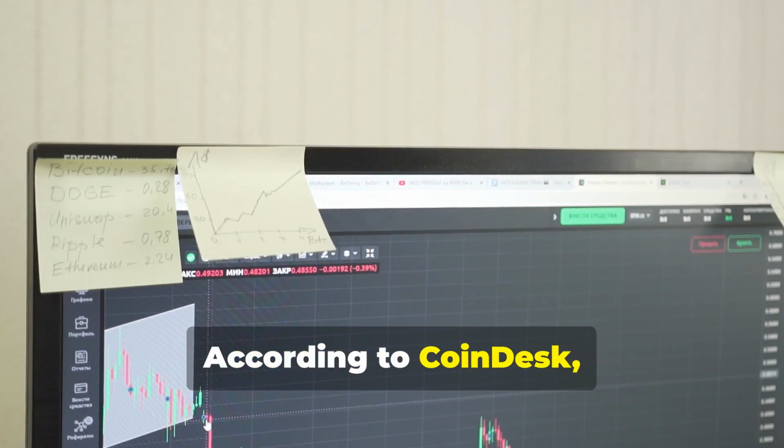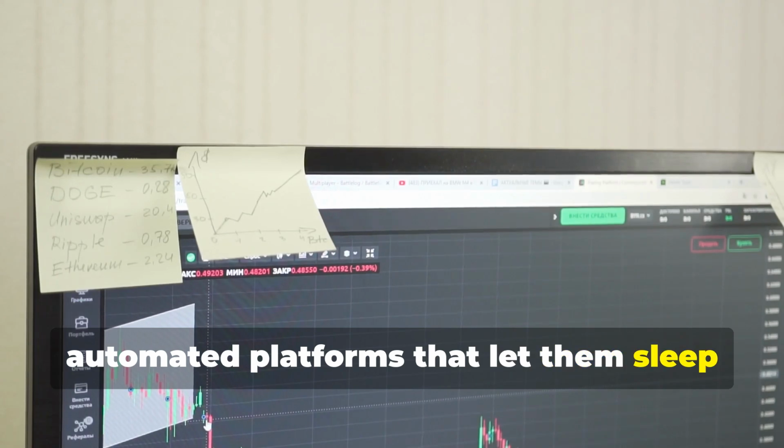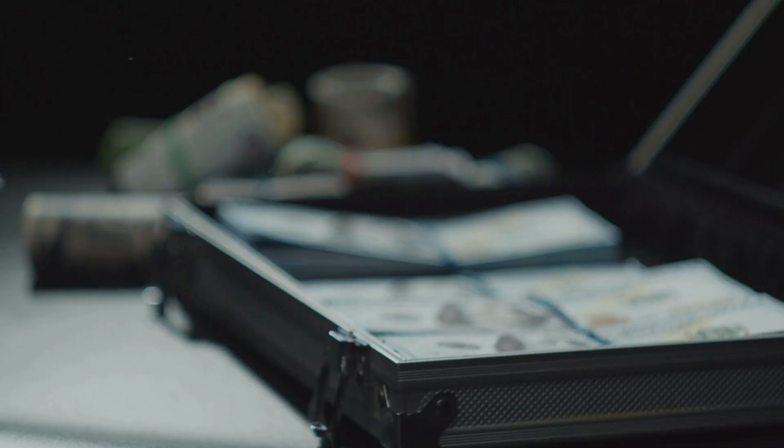According to CoinDesk, many traders who adopt grid systems use automated platforms that let them sleep easy at night while the bot carries out the repetitive tasks.